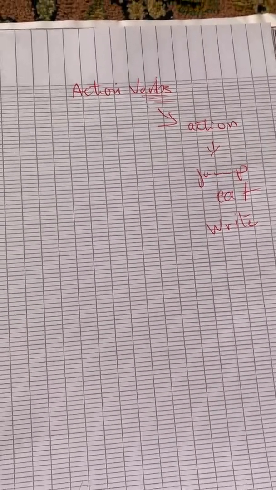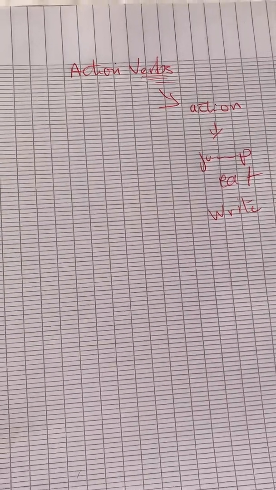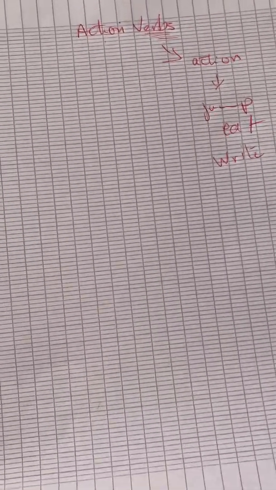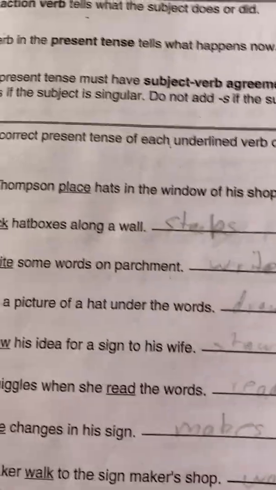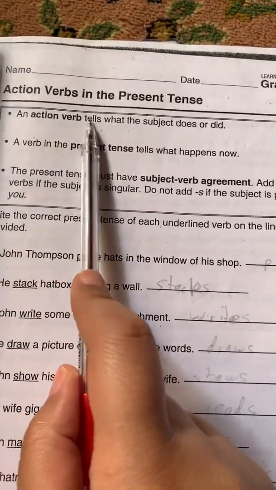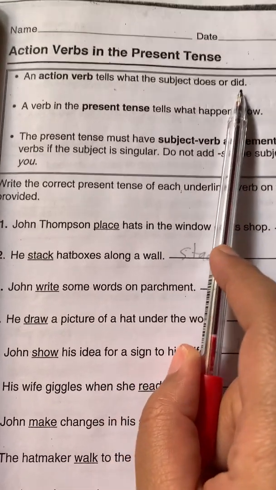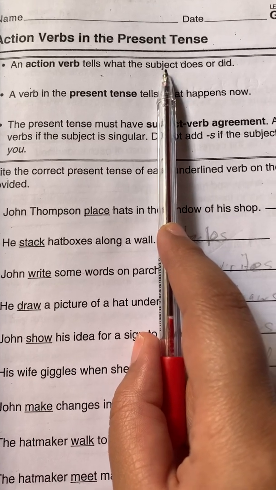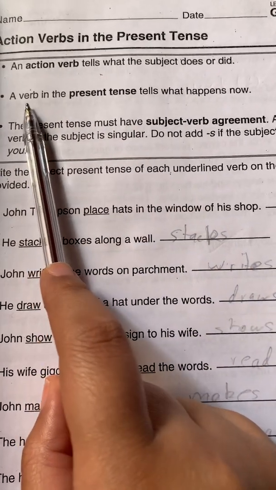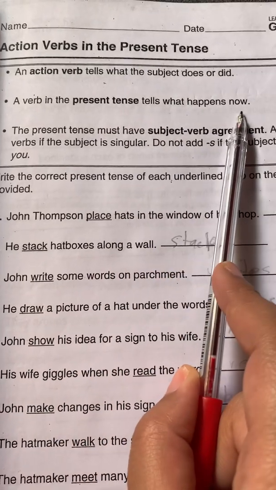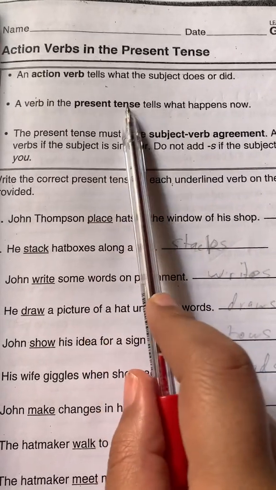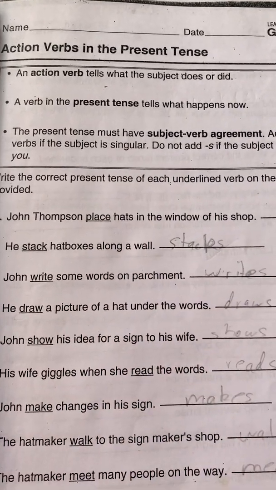Okay, now we will talk about these action verbs in the present tense. The present tense means at the moment. Okay, let's start on our book, page 48. An action verb tells what the subject does or did. Okay, so it shows what the subject or what people are doing. A verb in the present tense tells what happens now. This is what we will see. We will see the action verbs in the present tense. It means at the moment.